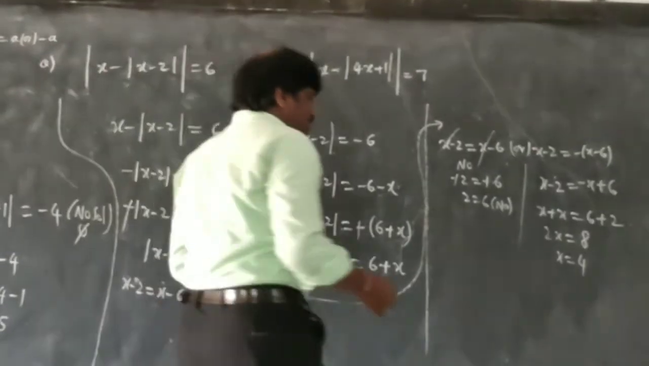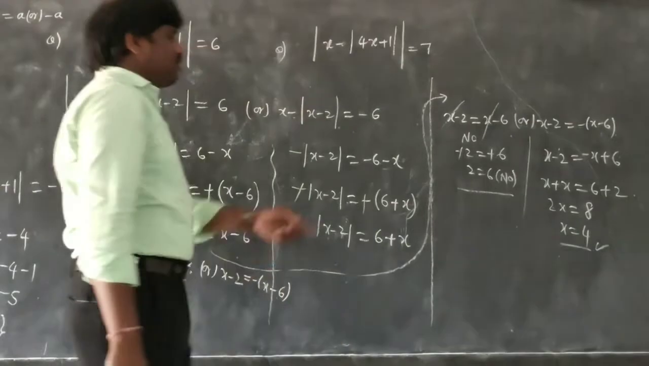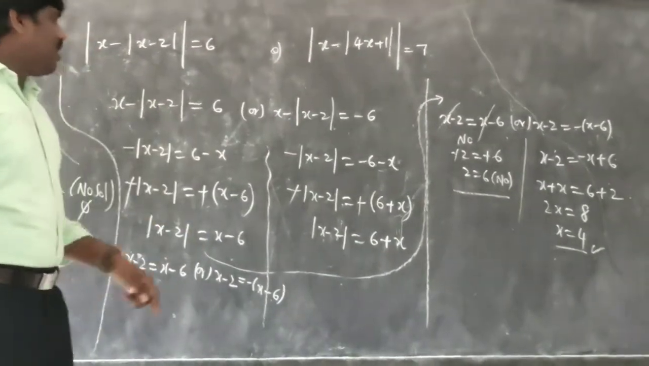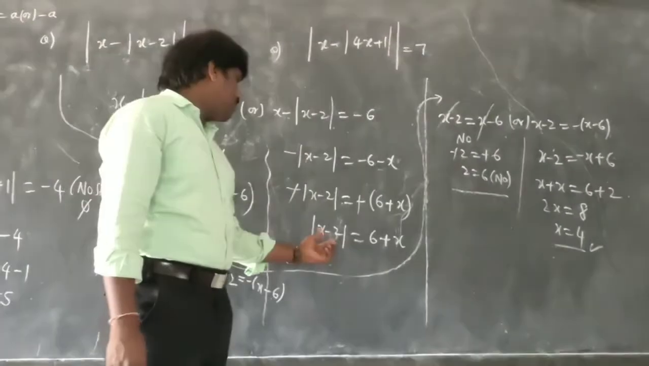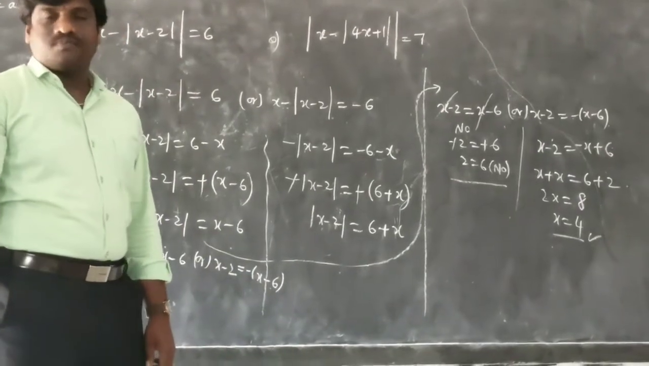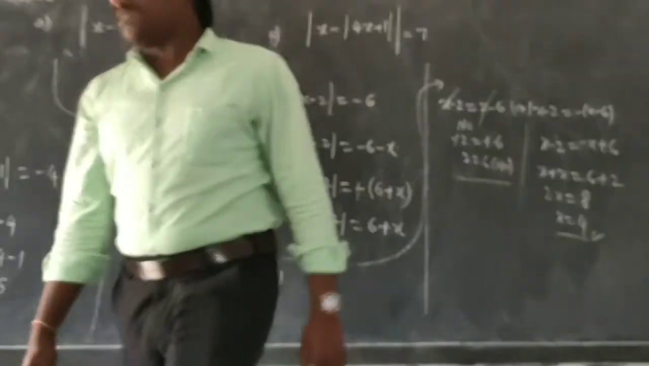So you get x is equal to 4 as the answer here, and no solution from the other case. So x is equal to 4 is the solution for this case. Now let us go for the next case. Okay, let us solve this question. Mod of x minus 2 is equal to 6 plus x. So you have to solve this question.